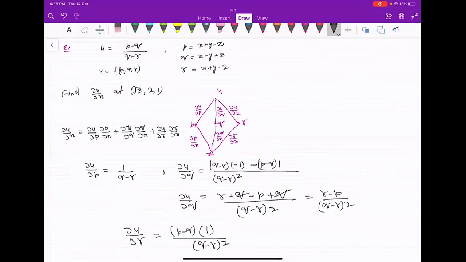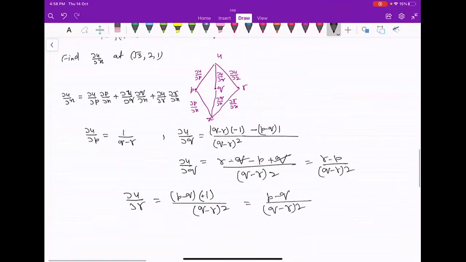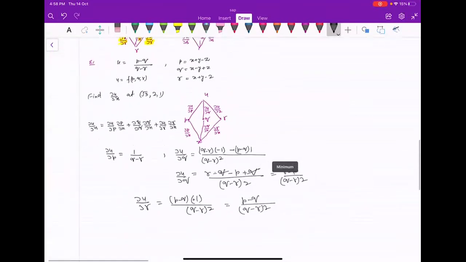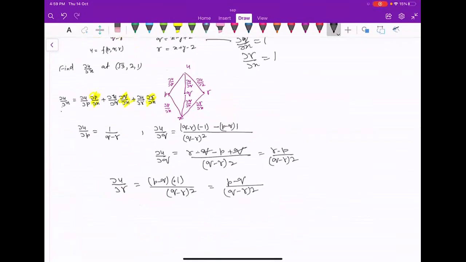Minus of 1 minus q minus r whole square, and then the differentiation of q minus r with respect to r. This is -1, so this minus becomes plus. So p minus q upon q minus r whole square. Now, del p over del x, del q over del x, and del r over del x, these values are all 1 because everywhere it is like that. So del p over del x is 1, del q over del x is also 1, del r over del x is also 1. So just put the values and keep it here.